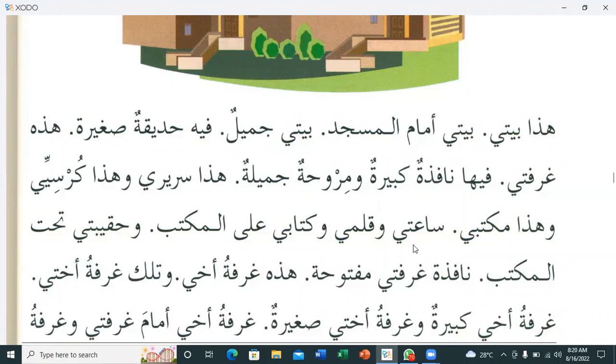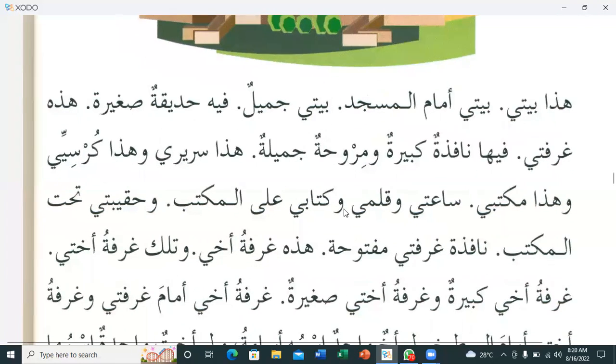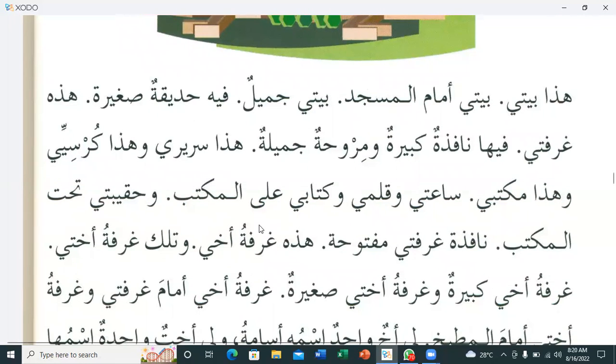Sa'ati, that means my watch. Sa'ati, my watch, wa qalami, and my pen. Wa kitabi, and my book. Sa'ati wa qalami wa kitabi, my watch and my pen and my book. Alal maktabi, on the desk. Sa'ati wa qalami wa kitabi alal maktabi. My watch and my pen and my book are on the desk.